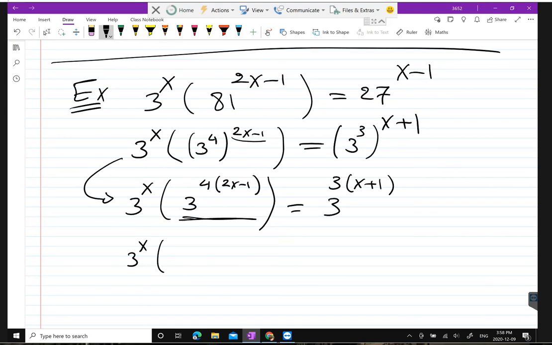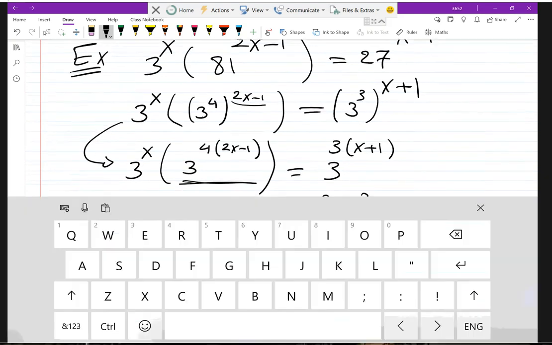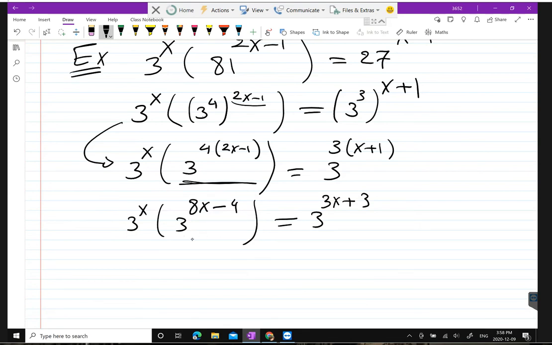Let me simplify this one. It is 3 to the power of 8x minus 4 is equal to 3 to the power of 3x plus 3. Still, it's not good because these two are not in a single base, but that's fine. I can use a to the power of b times a to the power of c is a to the power of b plus c, so it is going to be 3 to the power of x plus 8x minus 4, which is 9x minus 4, is equal to 3 to the power of 3x plus 3.